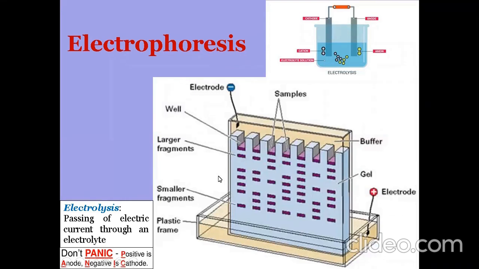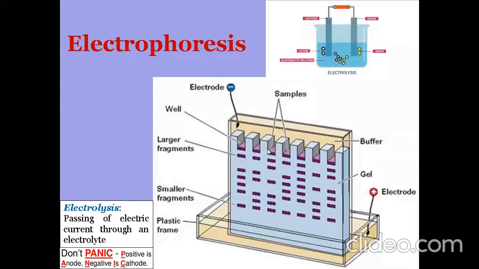On one side there is one electrode, and the other electrode is on the other side, down here. We will load samples, and these are the wells. These are wells: 1, 2, 3, 4, 5, 6, 7. Seven wells are there, and we load samples in these wells. This purple color is the sample.